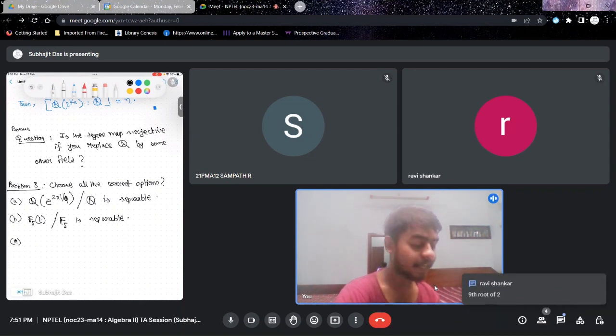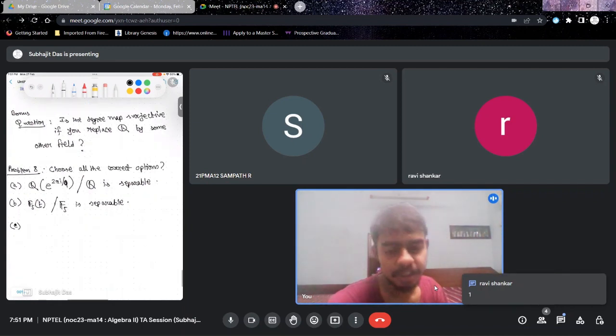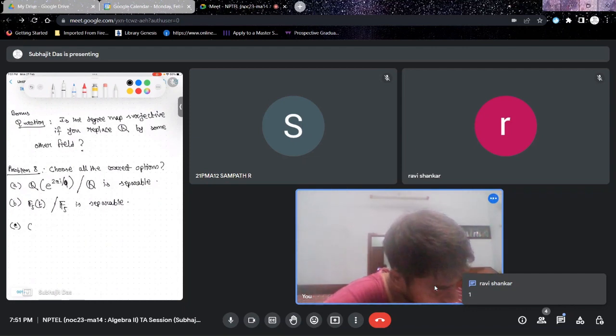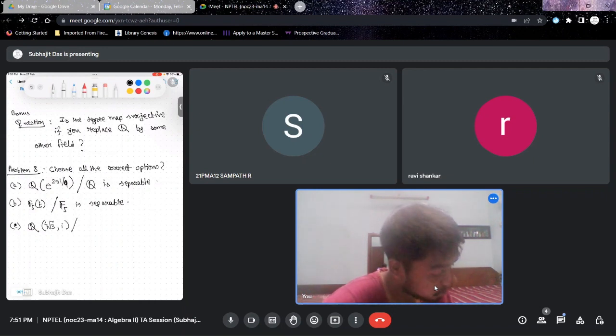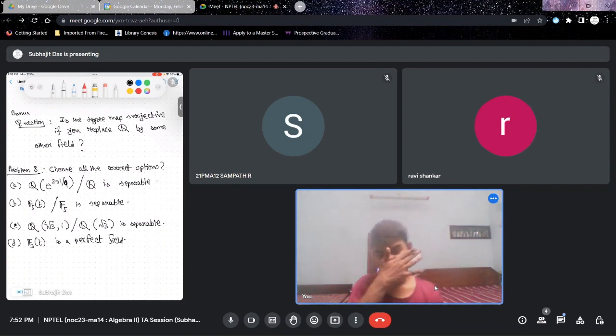9th root of 2. No, 9th root of 1. e to the power 2 pi i by 9 is the 9th root of 1. Yes. So is this a separable extension? Ravi, is this separable? Quickly, is Q adjoined with the 9th root of 1 a separable extension?